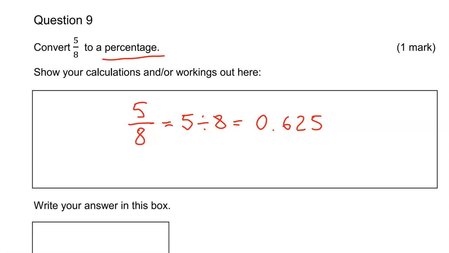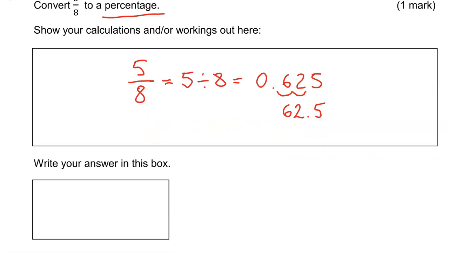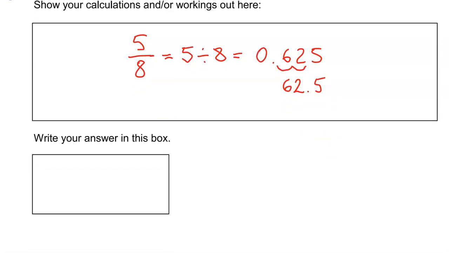But I always say, think of this as if it was money. So you're looking for the pennies. So that would give you 62.5 pence, or 62.5% in this case. Pence, percent, they both begin with P. So 62.5% is the answer.